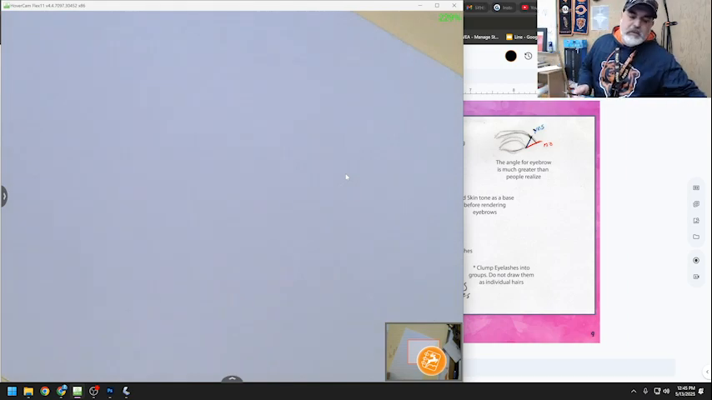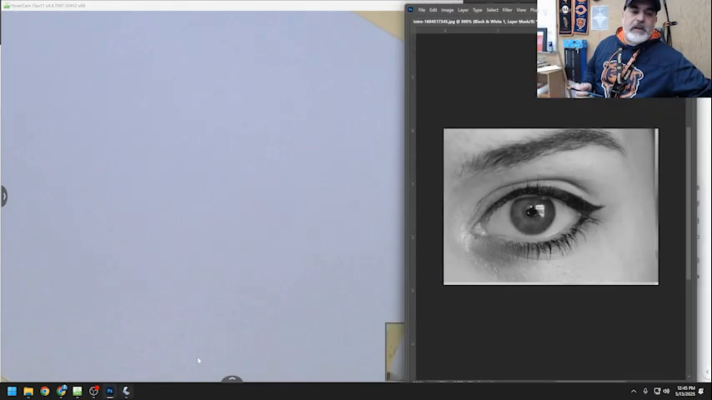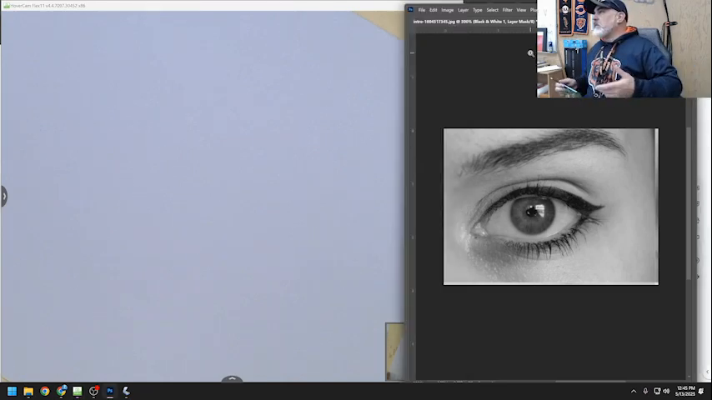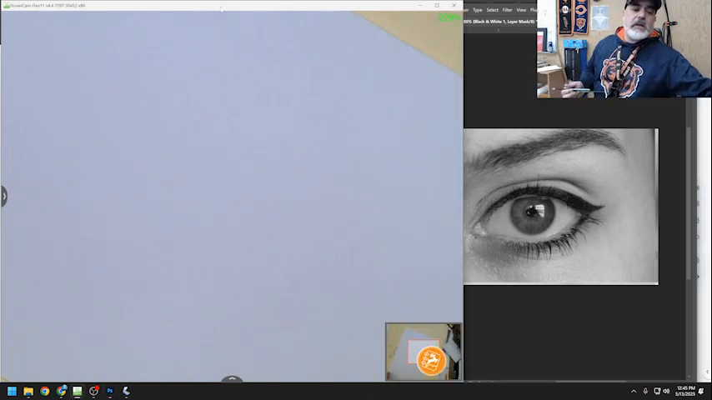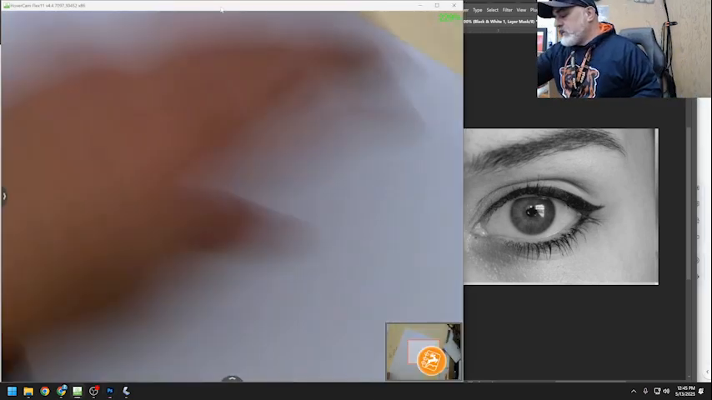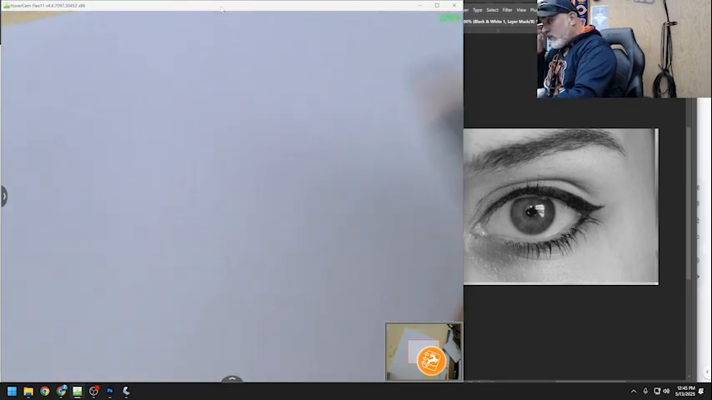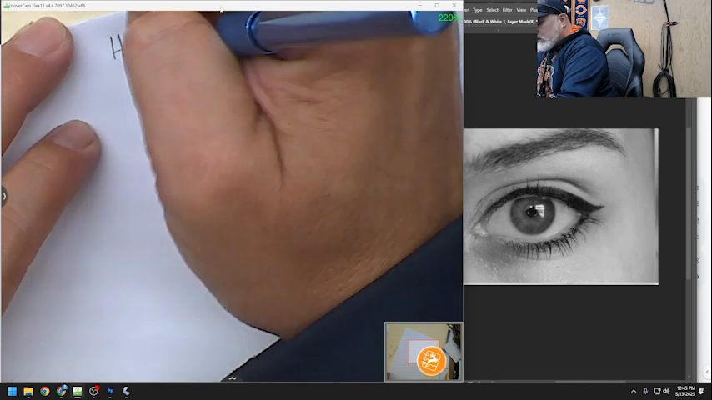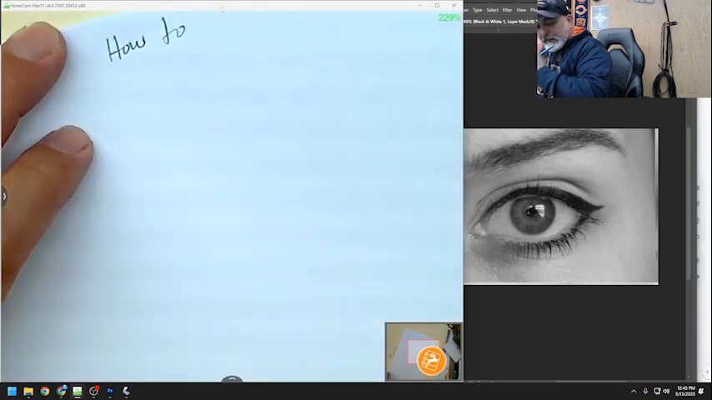And we're also going to be looking at a photograph of an eye. When we start off drawing, we're not going to be looking at this eye. We're just going to show it for reference, but I'm going to show you a couple of different things. So let's start by labeling how to draw an eye. And make sure your name's on it.